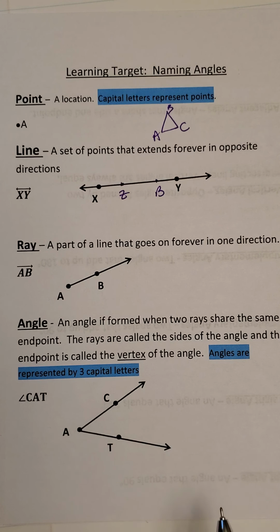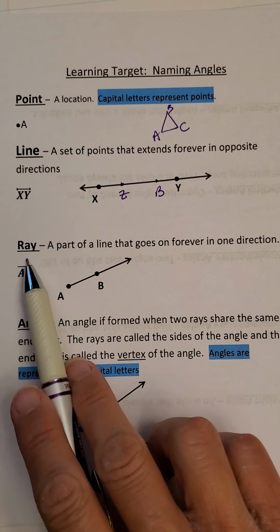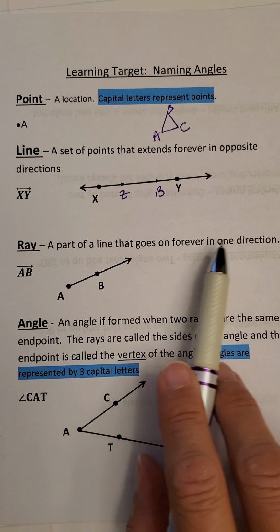Okay, so it's a set of points that extends forever in opposite directions. And when we talk about a line, we're talking about a straight line. A lot of people, when they say a line, think about a curved line. No, in geometry, when we say a line, we're talking about a straight line that goes forever in opposite directions. A ray is a part of a line that goes forever in one direction.